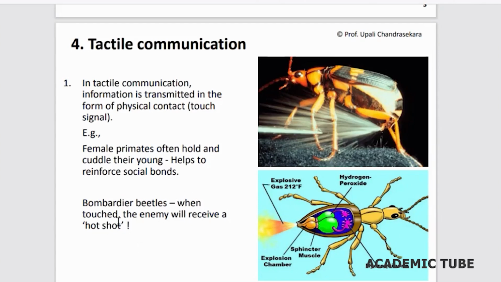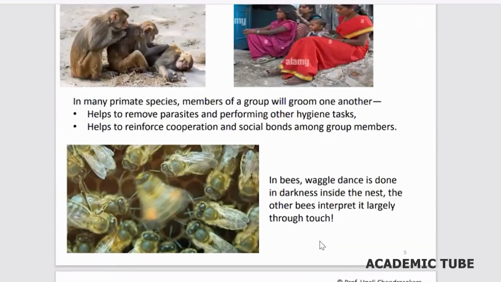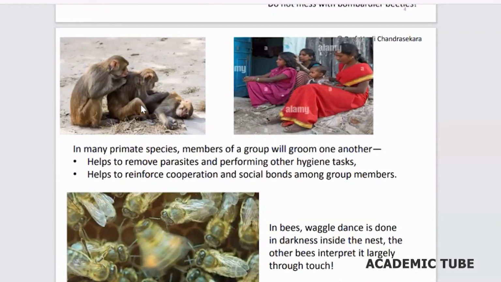When touched by the enemy, if you touch it, you'll receive a hot shot, right? And then there are many other examples. For example, if you consider the monkeys, I have seen this very often with monkeys. Once I observed a monkey, one monkey is groomed by another one, and the second monkey is groomed by yet another one.